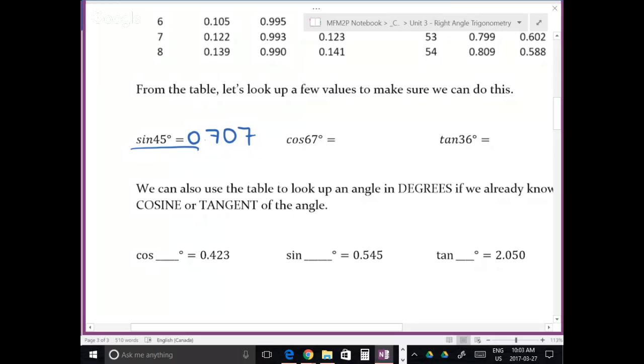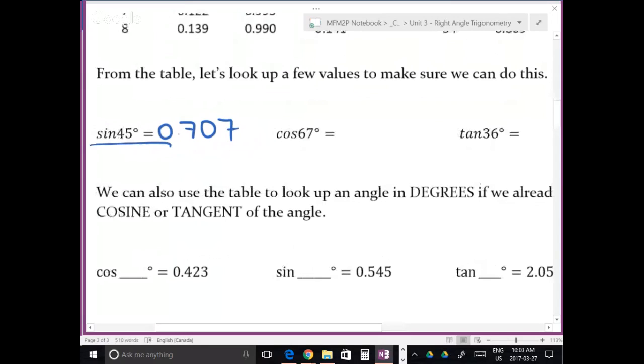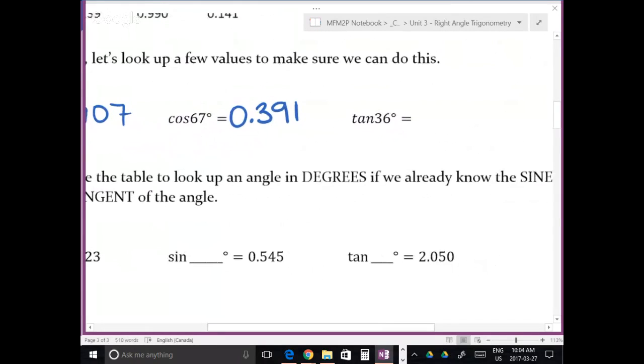Alright, so when we looked this up, the cosine of 67, what did we find? 0.391. Good. That means any angle that's 67, if you made a right angle triangle, and it had a 67-degree angle in it, and you found its cosine, you'd get 0.391. Always, no matter how big the triangle, no matter how small the triangle, if its angle is 67, the cosine of that angle is going to be 0.391. What about tan of 36? What did that give us?